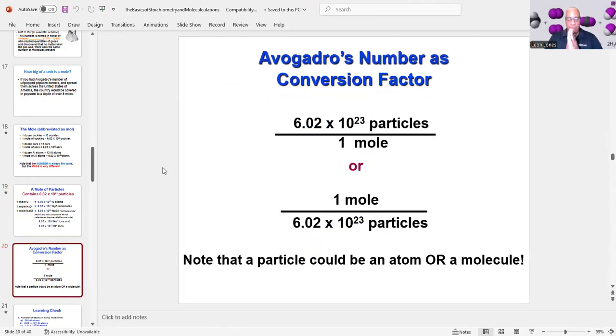Now, this is where we get into the good stuff. I gave you all the theoretical information on how you get it. So now, let's see how everything is put together so we can now apply it. So remember something. Avogadro's number is a conversion factor. So whatever we do to one side, we do to the other. So I'm talking about we're going to convert from one unit to another. So remember, 6.02 times 10 to the 23rd particles is 1 mole, or 1 mole is 6.02 times 10 to the 23rd particles. So note that a particle could be an atom or a molecule.